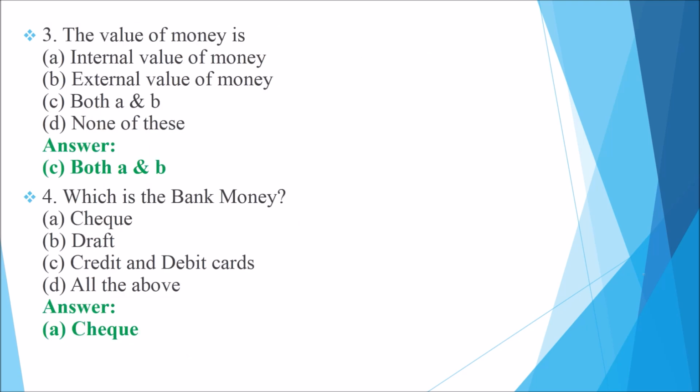Question number 3. The value of money is option A, internal value of money. Option B, external value of money. Option C, both A and B. Option D, none of these. So the correct answer is option C, both A and B. Question number 4. Which is the bank money? Option A, cheque. Option B, draft. Option C, credit and debit cards. Option D, all the above. So the correct answer is option A, cheque.